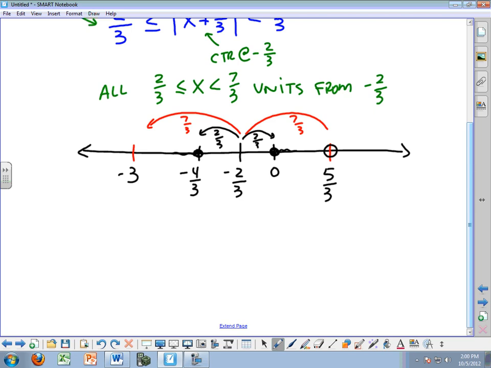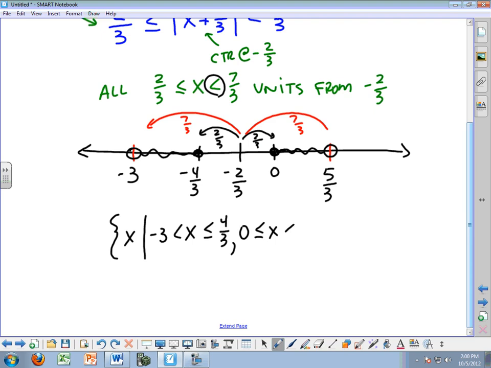And these are open circles because they're not included, and that's because of this sign right here. And notice then that we get this and this. So we have two different parts on the graph. And as we answer this one in set notation this time, x such that x is going to be between two different items. So first of all, x is between negative 3 and negative 4/3. Or, that's a comma, or x could be between, in this case it's greater than or equal to the 0, because notice that this is flipped around now, and less than 5/3.